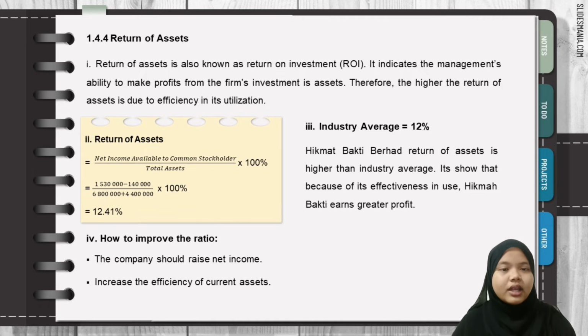To improve asset return, the company should raise net income. There are several ways for a company to boost its net income. For example, the company might raise overall sales for the time, resulting in an increase in net income. Aside from that, increase the efficiency of current assets. The efficiency with which these assets are used may allow them to be kept low or create additional cash.